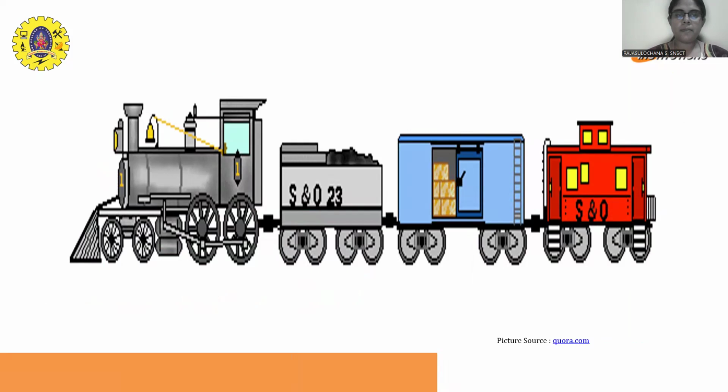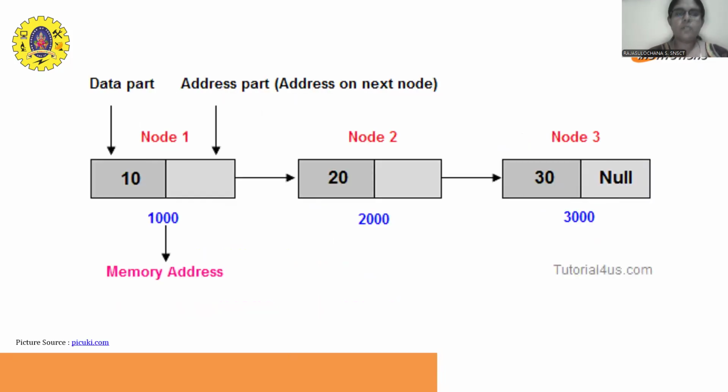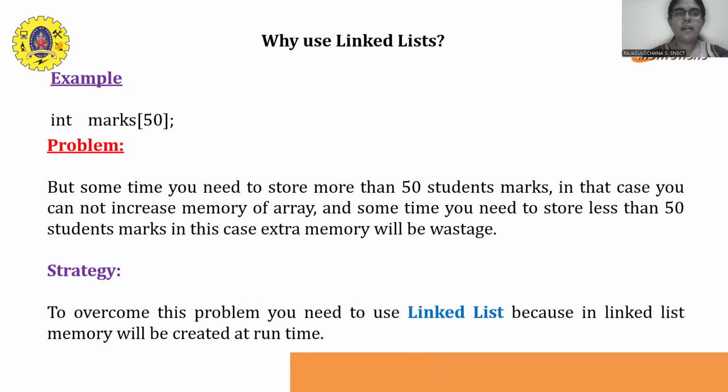Here each compartment is connected with the help of a chain, and that chain acts as a reference to the next compartment. So a linked list is a special type of data structure where all the elements are linked together. Each value or element is stored inside a node, and it is a collection of nodes, and every node has two parts. One is the data field, the other one is the pointer field or the address field. So this is an example of how a linked list will look. It consists of various nodes that are connected together. Each node has a data field and a reference to the next node in the list.